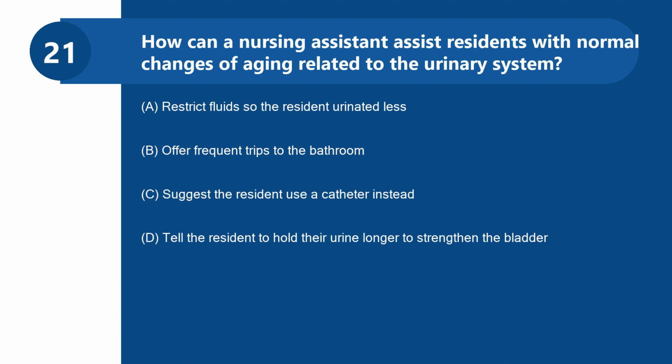Question 21. How can a nursing assistant assist residents with normal changes of aging related to the urinary system? Option A, restrict fluids so the resident urinated less. Option B, offer frequent trips to the bathroom. Option C, suggest the resident use a catheter instead. Option D, tell the resident to hold their urine longer to strengthen the bladder. The correct answer is option B, offer frequent trips to the bathroom.